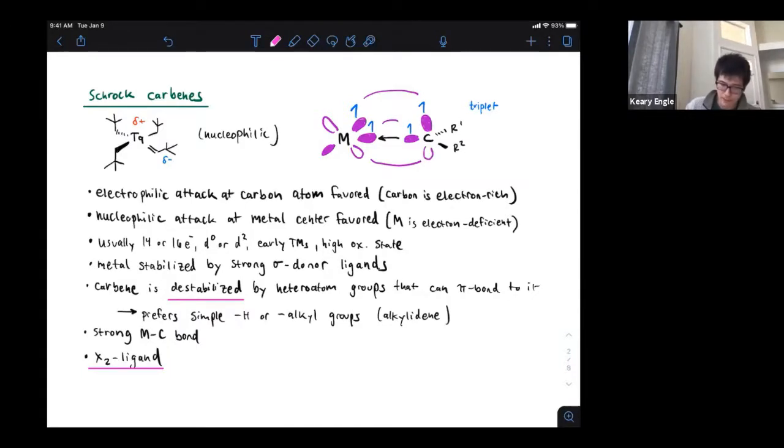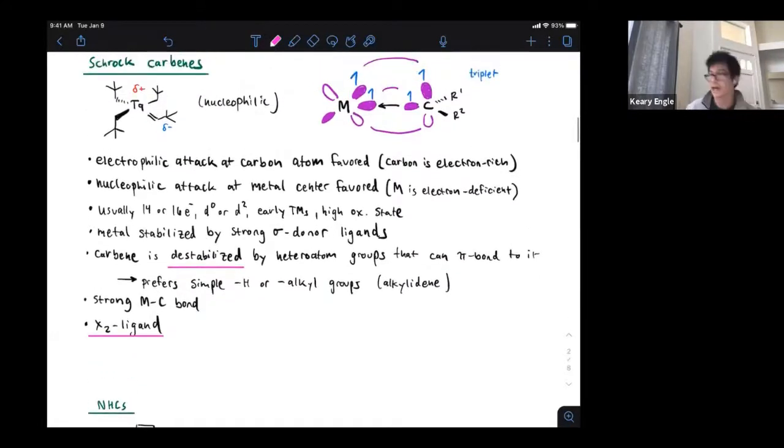So these are most commonly 14 or 16 electron complexes. They tend to be quite reactive with anything they can find for the most part. Typically d0, d2, early transition metals like tantalum, we'll see examples of titanium, etc. Those metals are typically in high oxidation state, and as a consequence, they're the type of metal centers that are stabilized by very strong sigma donor ligands that don't have a lot of pi accepting character, like alkyl ligands or Cp ligands, for example.